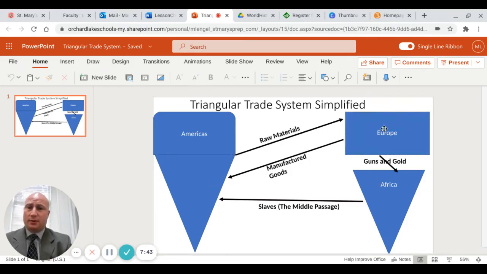So who's really monopolizing this entire system? It's Europe. Because in the Americas, people who had plantations were producing raw materials, sending them over to Europe, but Europe is then sending the manufactured goods that these people also need, and they're going to buy. So the big benefactor here is Europe.